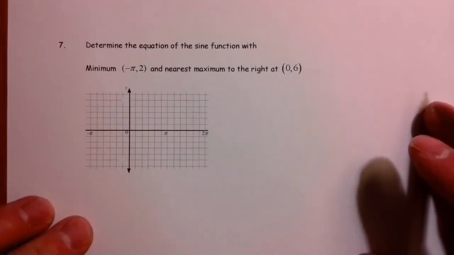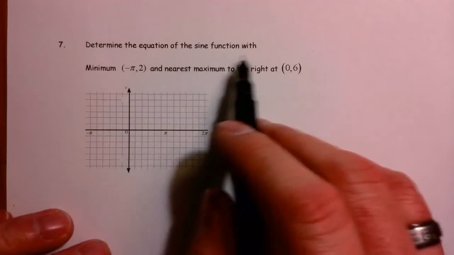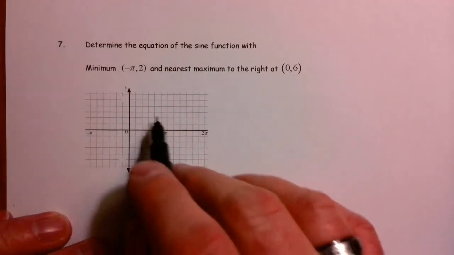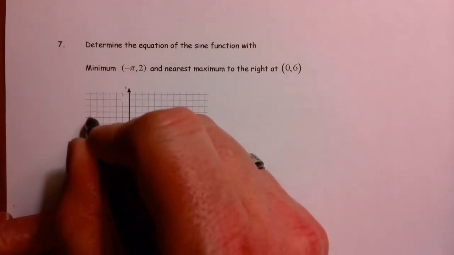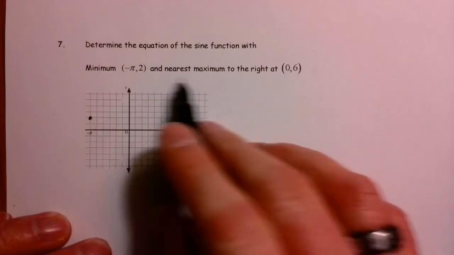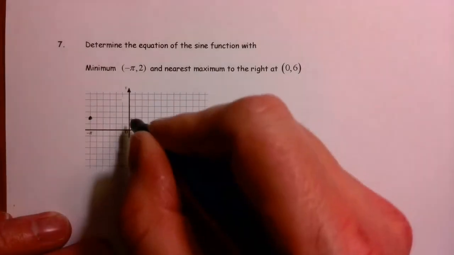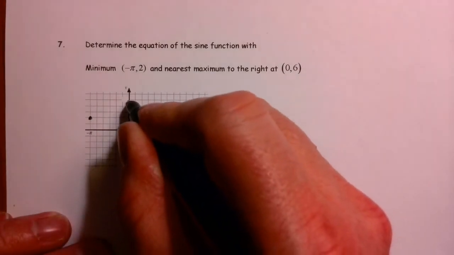Okay, now finally, one more. Determine the equation of the sine graph with the function. Okay, we've got a minimum at negative pi over 2. So negative pi over 2, there's a minimum. And the nearest maximum to the right is at 0, 6. So 2, 3, 4, 5, 6. So right there.